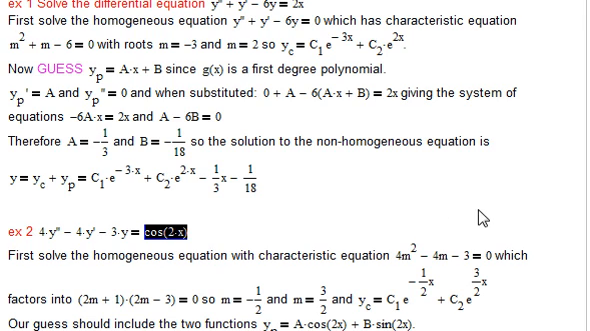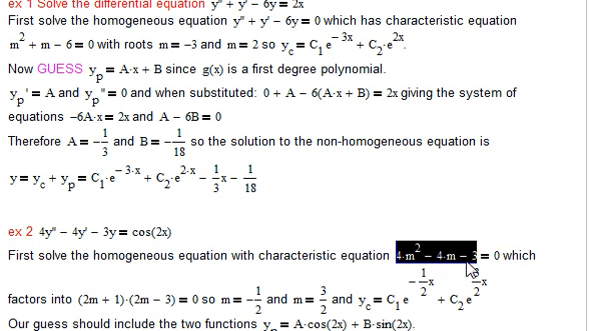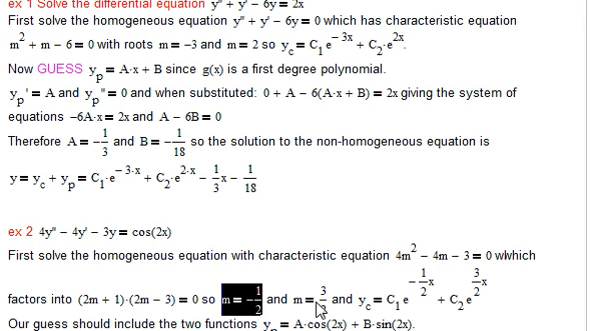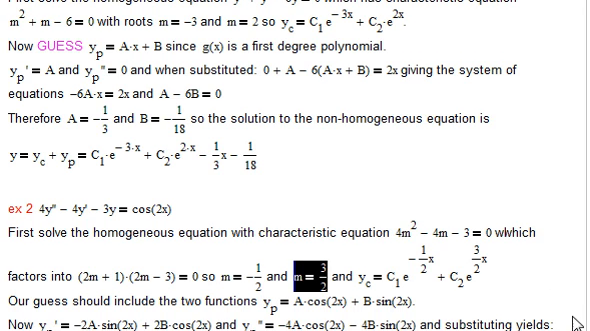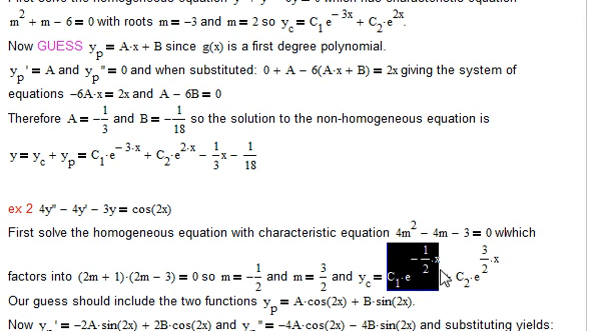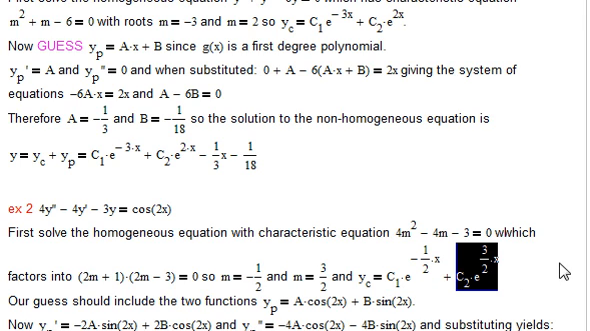Now, keep in mind, the first thing we want to do is solve the homogeneous equation as if this wasn't cosine of 2x but was 0. That has a characteristic equation 4m squared minus 4m minus 3 equals 0, and that factors into 2m plus 1 times 2m minus 3 equals 0, so m equals negative a half and m equals positive 3/2. So our complementary solution y sub c is c1 times e to the negative a half x plus c2 times e to the 3/2 x.